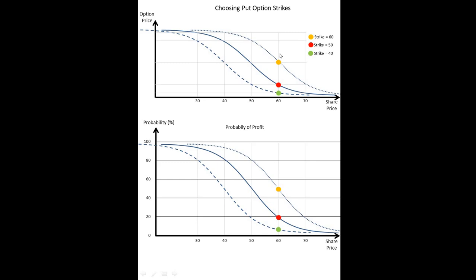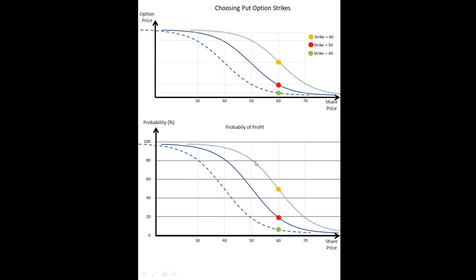So although all three of these options lost value because the share price moved from 50 to 60, the biggest loss took place where the strike price was at 60 or 50, while the smallest loss of value took place where the strike price was at 40.